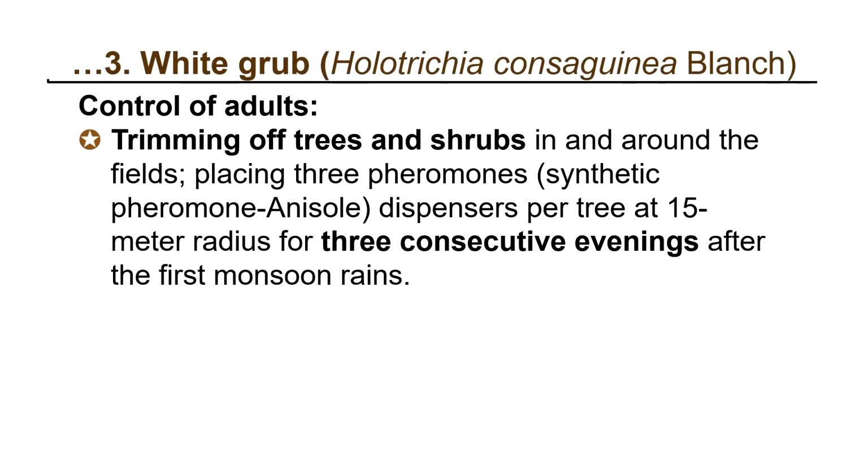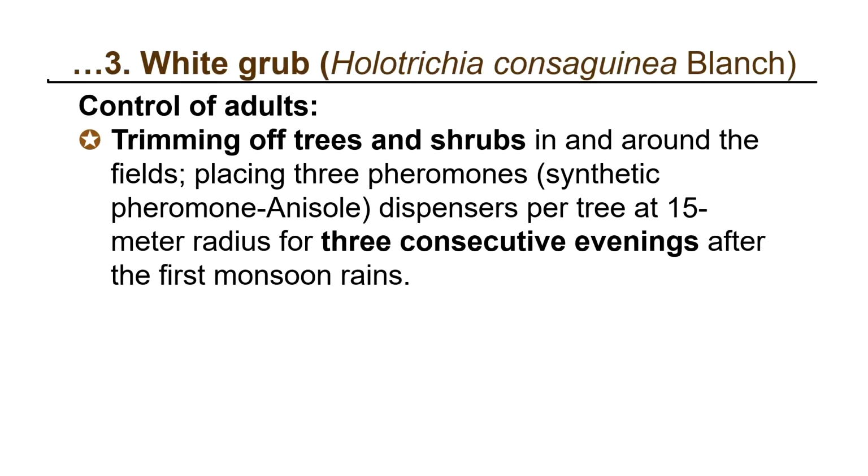Now, how to control the adults? Similarly, here also, as in the case of leaf miner, we need to control the adult. If adults are killed and their population is reduced, then their reproduction will also reduce, which means egg production can be limited. So, how to control those adults? Trimming off trees and shrubs. These adults like to stay on the trees or bushes near the field.